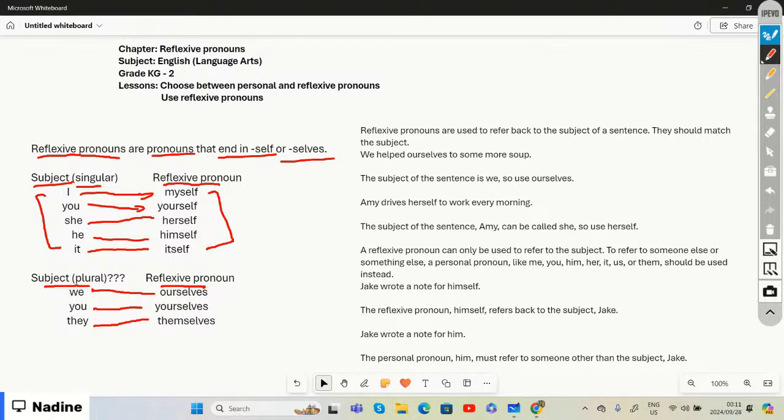All right. So remember, reflexive pronouns are pronouns that end in self or in selves. And remember, we say that a reflexive pronoun can only be used to refer to the subject, whether it is a singular subject or a plural subject. A reflexive pronoun does not refer to someone else. It refers back to yourself. That is a reflexive pronoun.